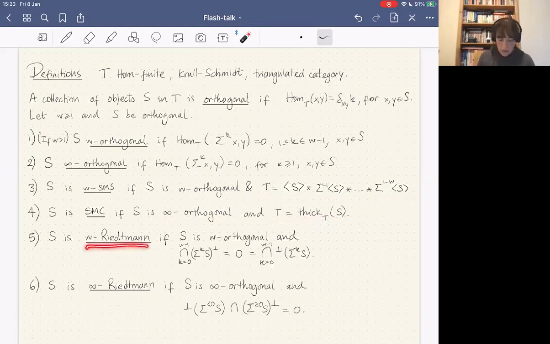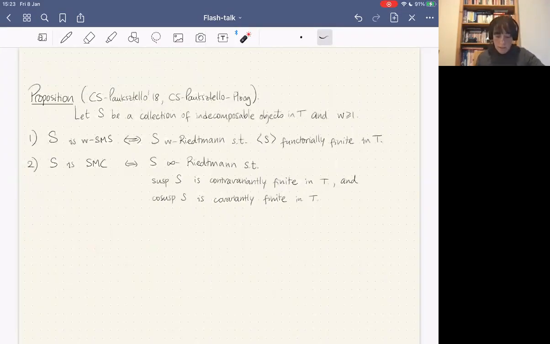I'm going to briefly compare this with other objects which arise from a generalization of a definition of Riemann. So we're going to consider W Riemann. So they're W orthogonal, and there's some kind of maximality condition here. So the intersection of these perpendicular categories is zero. And we have an infinite version of this, which we call infinite Riemann. Okay, why do I mention this? It's just to say that a W simple-minded system is the same as W Riemann, plus the fact that the extension closure of it is functorially finite in T. And we have a similar characterization of simple-minded collections.